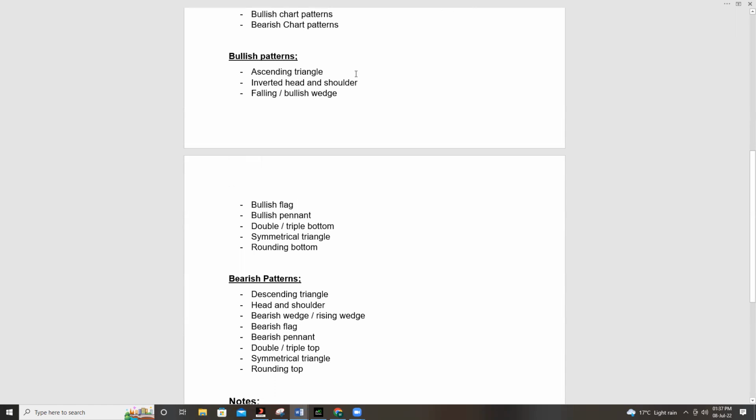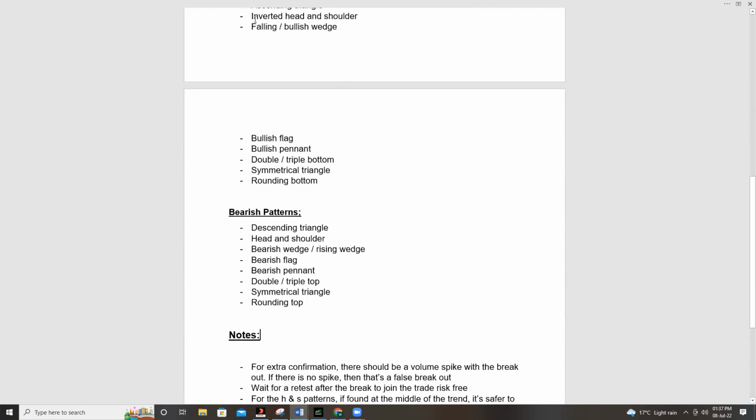So we have the ascending triangle as a bullish pattern, the inverted head and shoulders, the falling or bullish wedge, the bullish flag, the bullish pennant, the double or triple bottom, the symmetrical triangle, and the rounding bottom. Now this rounding bottom, if it gets another retest, it becomes the cup and handle. For the bearish, we have the opposite of this, okay? Only that the cup and handle is now inverted, or the rounding top or inverted cup and handle.